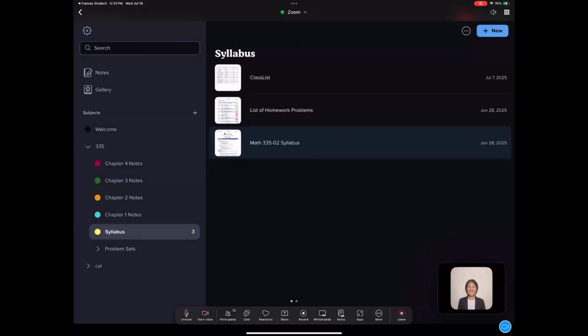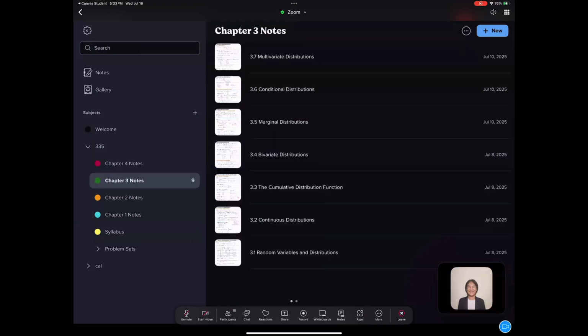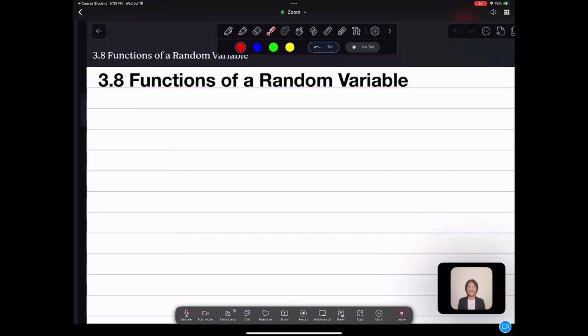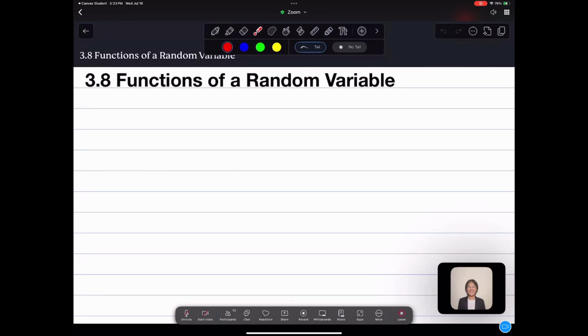Okay, so let's start at 3.8. It is a little easier than doing all these multivariate distributions. So let's talk about 3.8, which is functions of a random variable. Let me start with 3.8.1, which is a random variable with a discrete distribution. So let's start with the discrete case and move on to the continuous case.